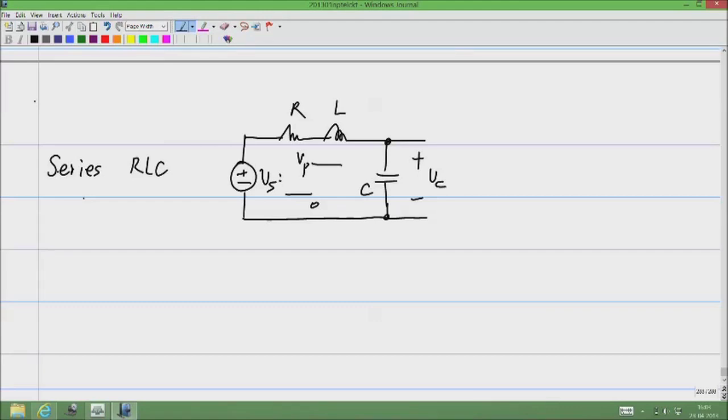We are now looking at a constant input and a parallel RLC circuit. We could have this. I believe this is the example I took last week as well. Let me just check. And again, I will write the differential equation in terms of Vc as the variable, okay.